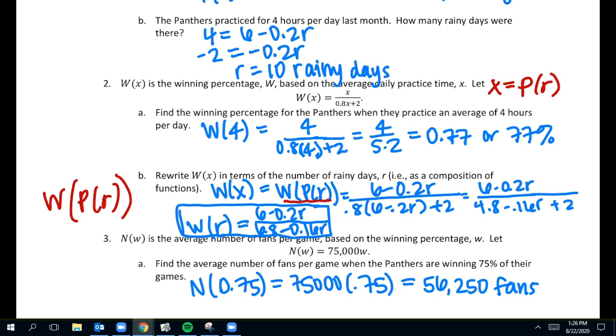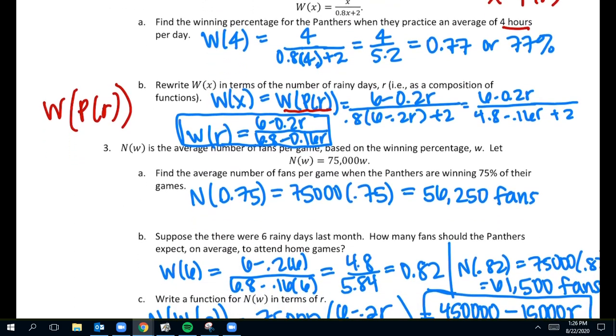And that is how we get our winning percentage based on the number of rainy days. And so this kind of all connects. We have 4 hours, 10 rainy days. And so we asked about 4 hours again. And we could have plugged in 10 to this equation in letter B and gotten the same answer, 77%.